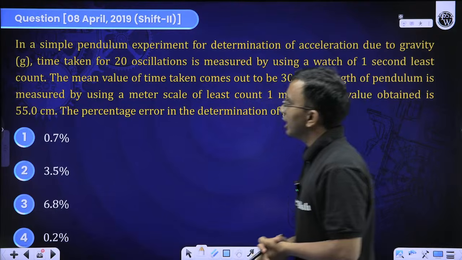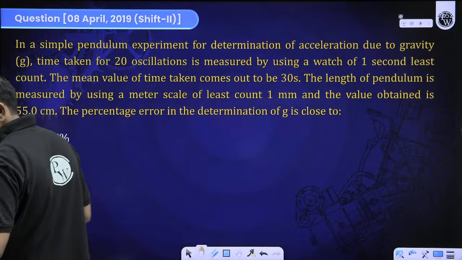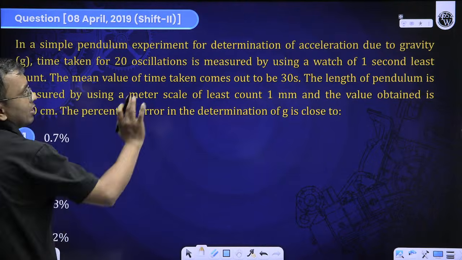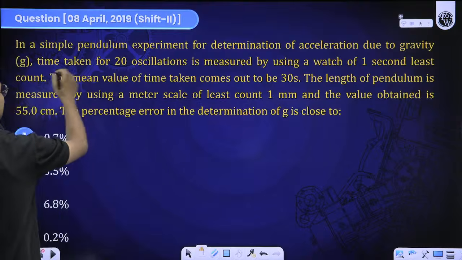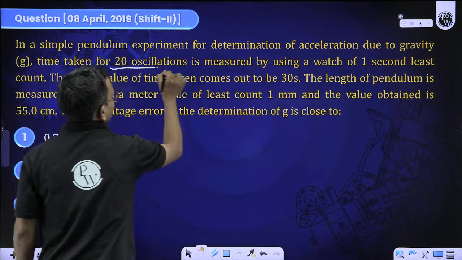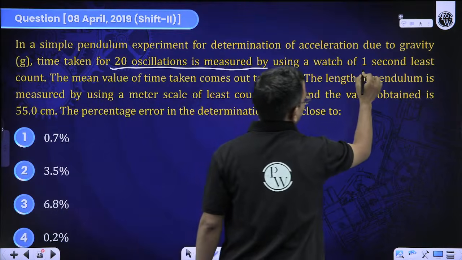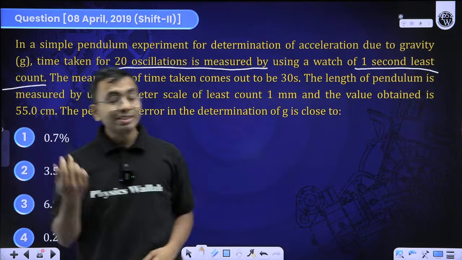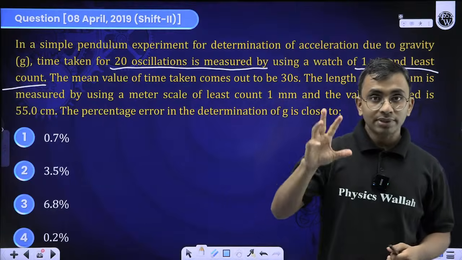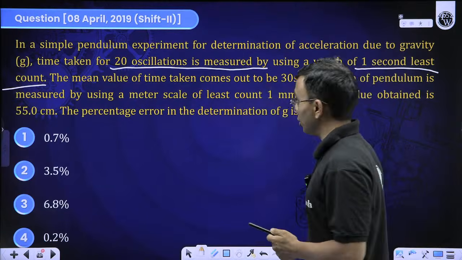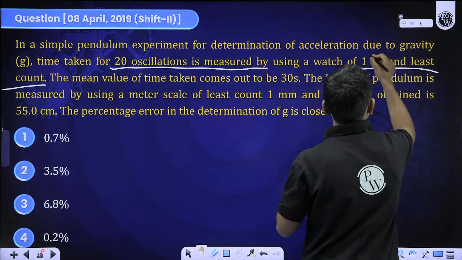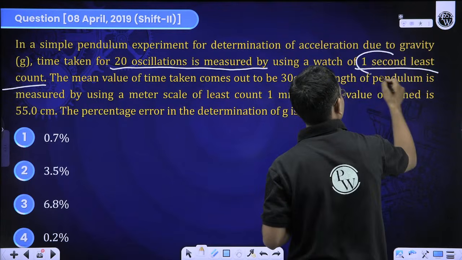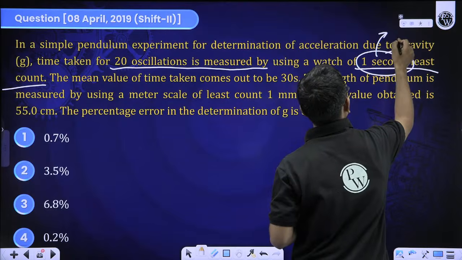Let us do it. In a simple pendulum experiment for determining the value of acceleration due to gravity, time taken for 20 oscillations is measured by using a stopwatch of 1 second least count. Now 1 second least count means the error that can be there in time is 1 second. This is my delta t. 1 second is my delta t.